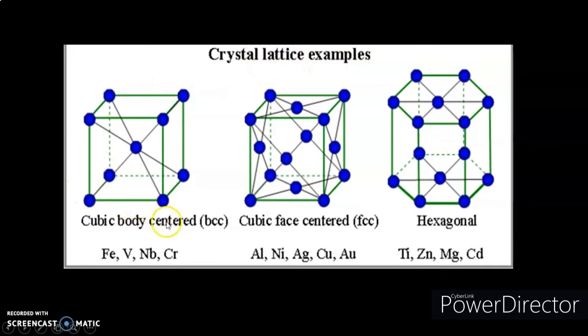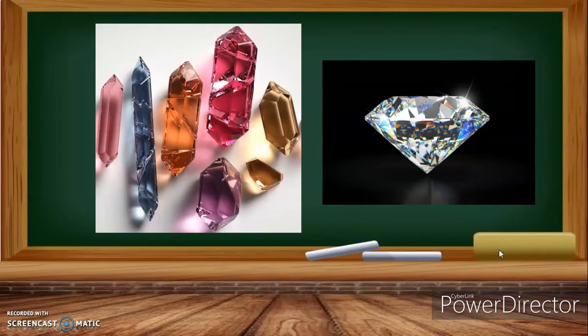So we have cubic body-centered, cubic face-centered, and hexagonal. Examples of cubic body-centered are iron, vanadium, rubidium, and chromium. For cubic face-centered, we have aluminum, nickel, silver, copper, and gold. For hexagonal, we have titanium, zinc, magnesium, and cadmium. So these are examples of crystals, and the most expensive one is the diamond.